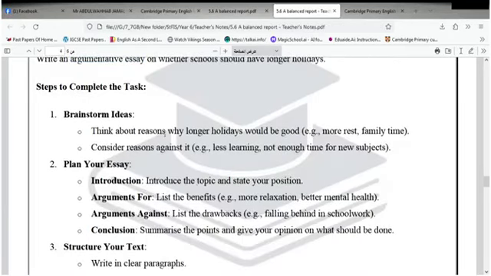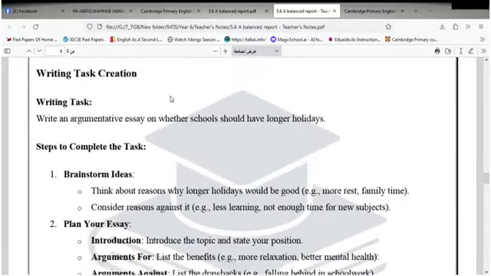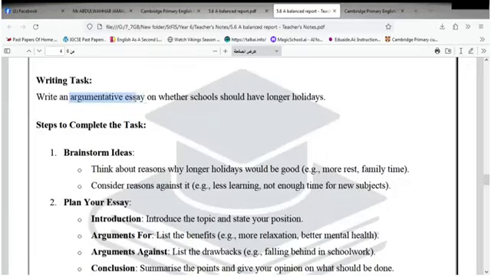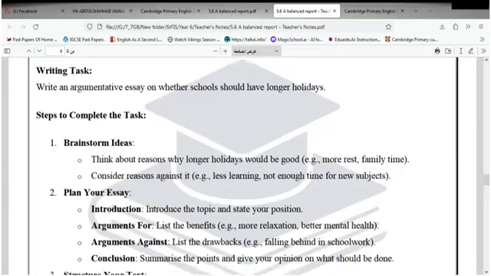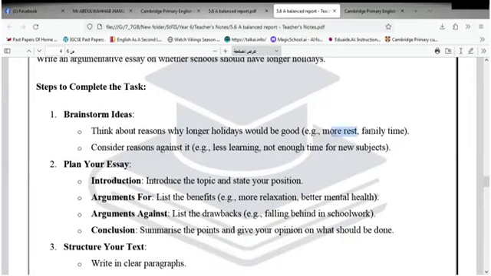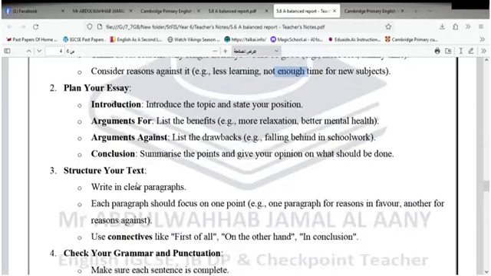Think about reasons why longer holidays would be good. Take notes. For example, if I'm talking about write an argumentative essay or a balanced report on whether schools should have longer holidays. The task is one line. Okay? For example, more rest, family time. Consider reasons against. For example, less learning, not enough time for new subjects.